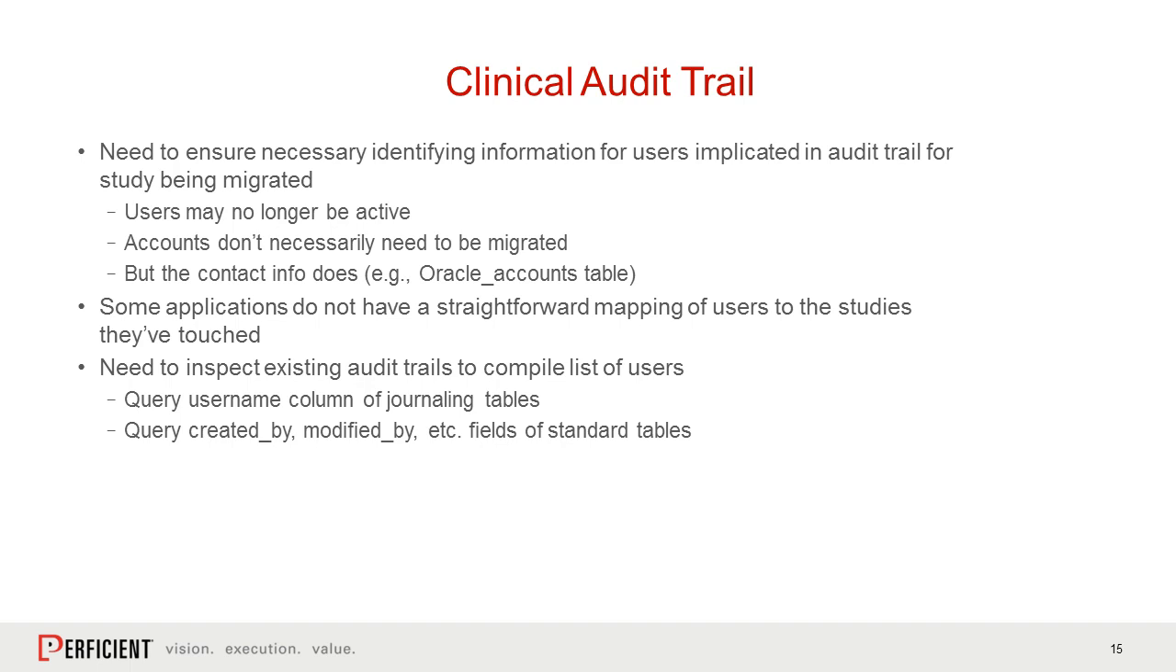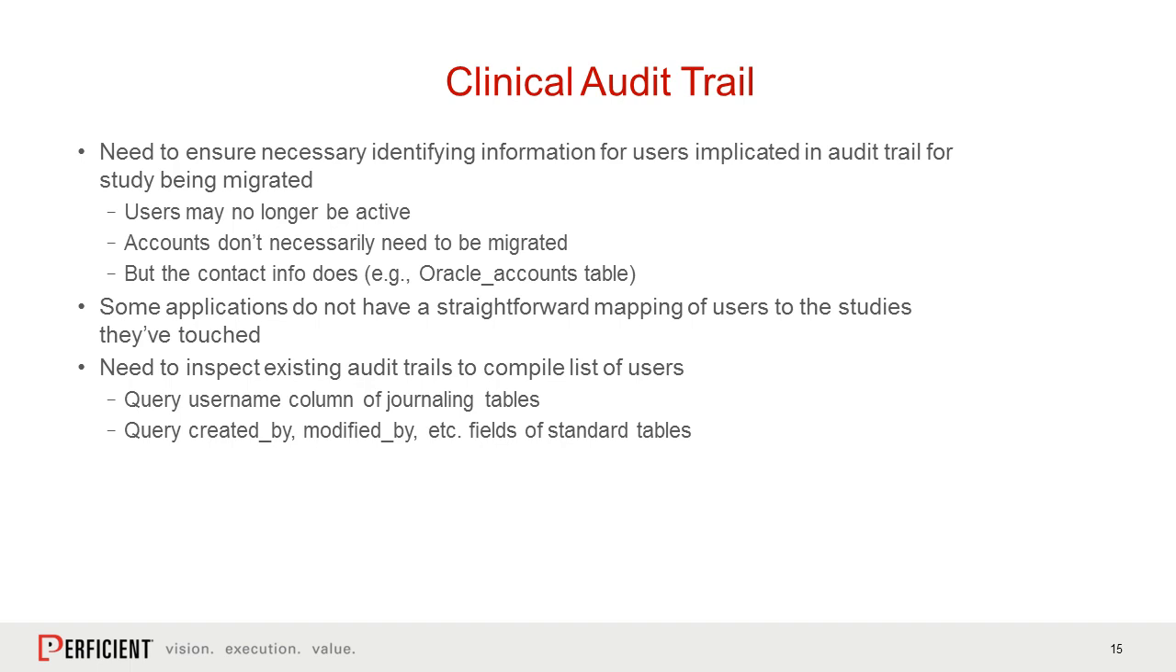Journaling / audit tables aside, the standard tables also have created by, modified by fields that hold some user for which we absolutely have to have the contact info in order to ensure traceability, right? So for comprehensiveness, you get both the metadata from the audit trails and from the base tables themselves if they have a created by, modified by field.